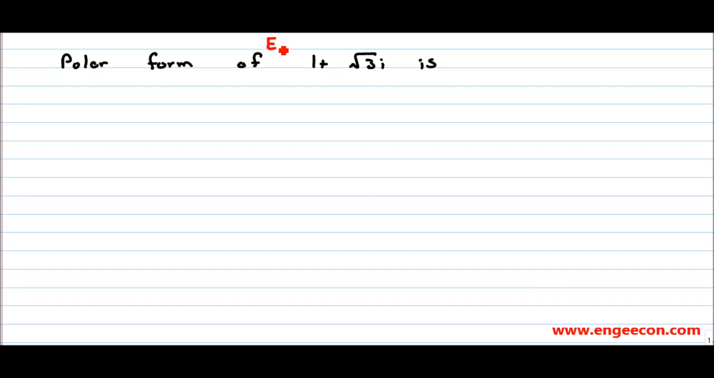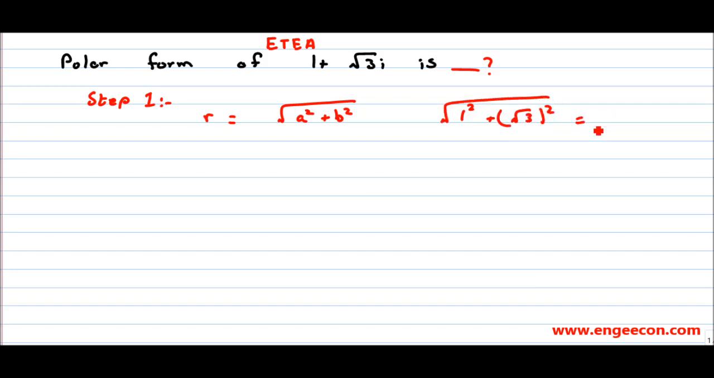Sometimes in exams this type of question comes: the polar form of 1 plus root 3 iota is. There are 4 steps to solve this type of problem. Step 1: first, find the value of r. Here r is the square root of a square plus b square. So the square root of 1 square plus root 3 square is equal to 2.